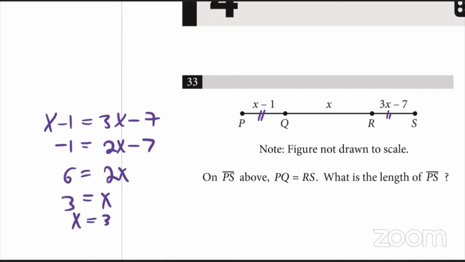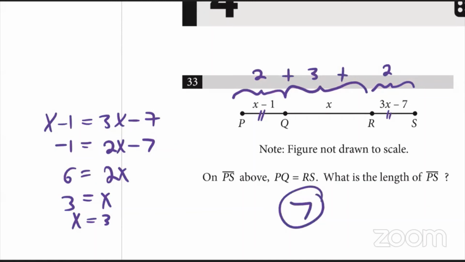So it would be very tempting here to plug in 3 as our answer. Whenever you enter an answer to a question, you're going to want to double check one last time if that was the thing that was being asked. PQ is x minus 1, so it's 3 minus 1, which is 2. QR is x, so it's 3. And RS is 3x minus 7, so 3 times 3 minus 7, 9 minus 7, so it's 2. And the length of PS is 2 plus 3 plus 2. And so the answer to number 33 is 7.